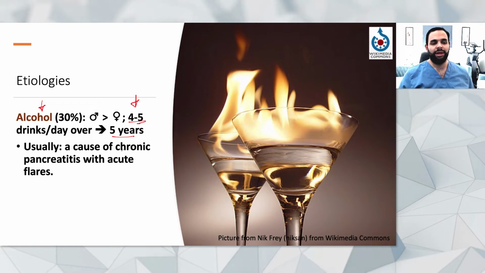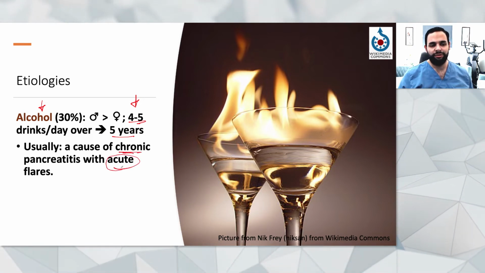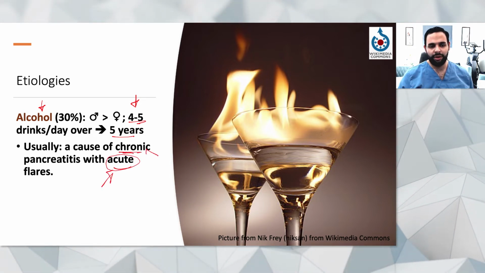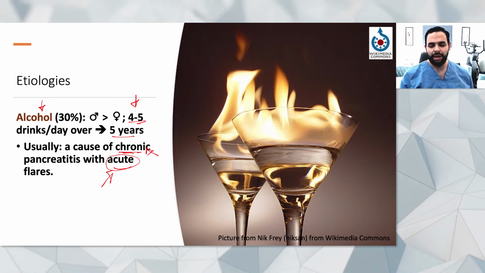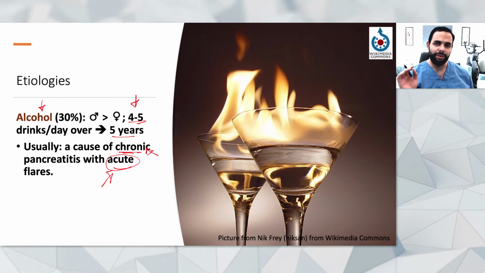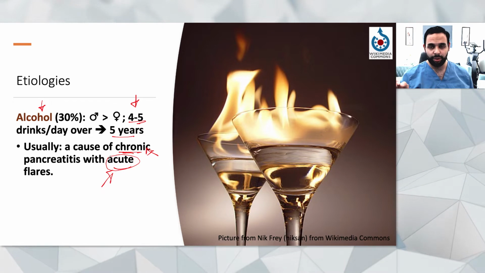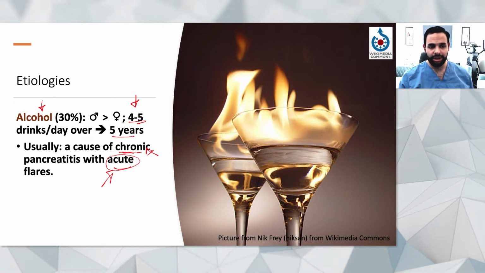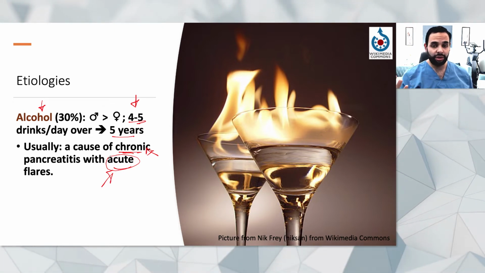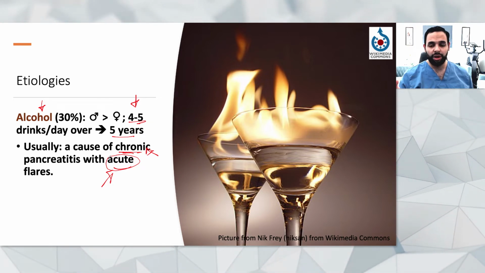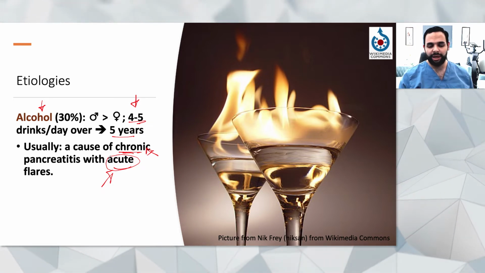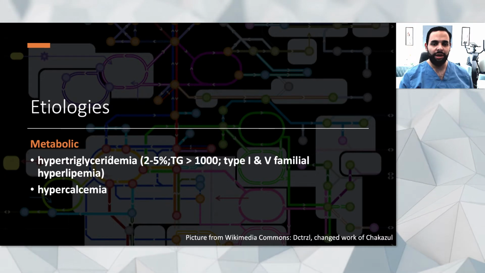And it's usually a cause of chronic pancreatitis with acute flare. So you're going to see the acute flare, but you know that chronic pancreatitis is a possibility. Remember, we said if you have one acute, you can have more, and therefore you can develop chronic. Well, you have a continuous cause of the inflammation, which is alcohol use, and so that is a common cause of chronic inflammation.